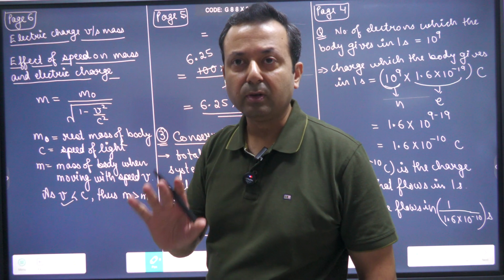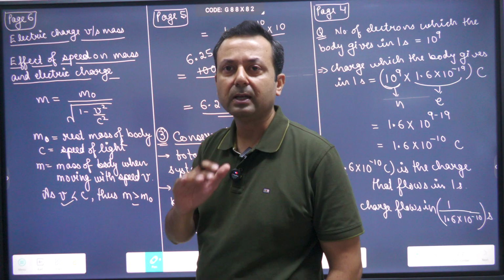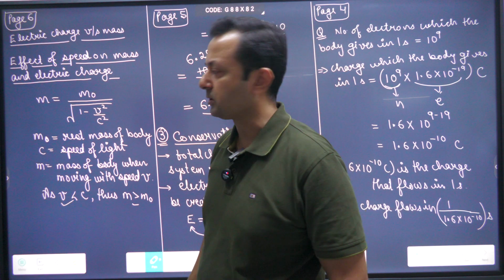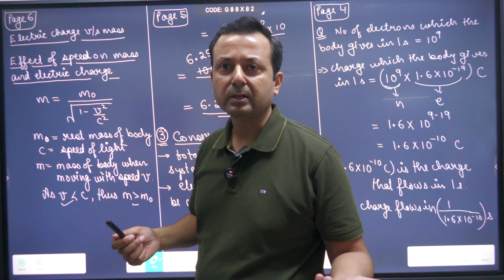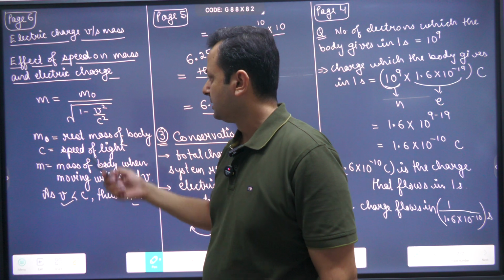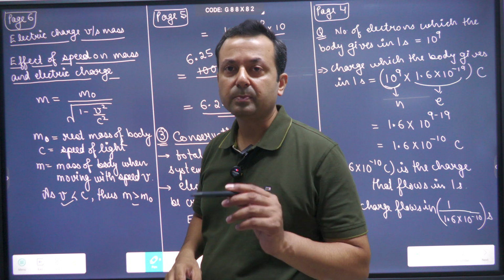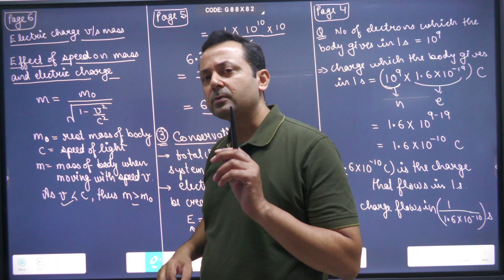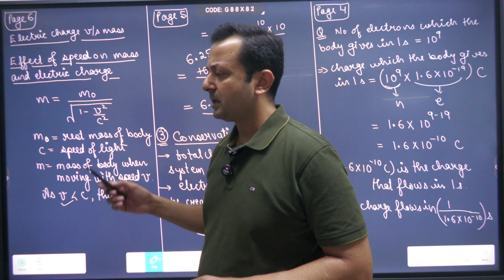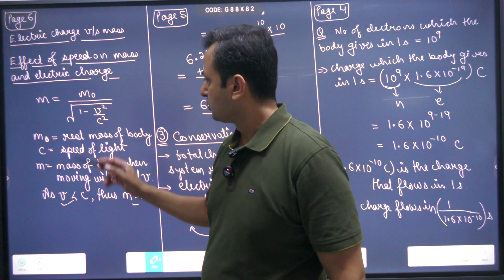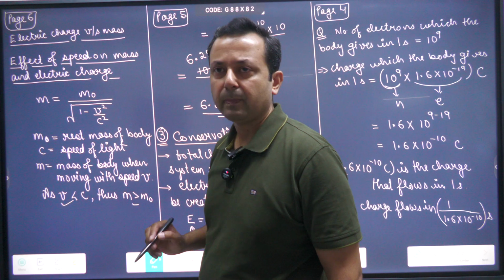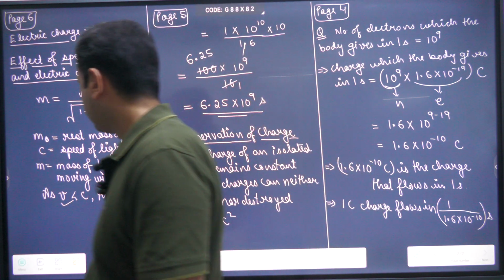So whenever we measure mass of an object, then that mass is called rest mass of that object. Then what is v? V is velocity of that object. And what is c? C is speed of light. So it is very much clear that none of the objects can move faster than the speed of light. So v is always less than c.